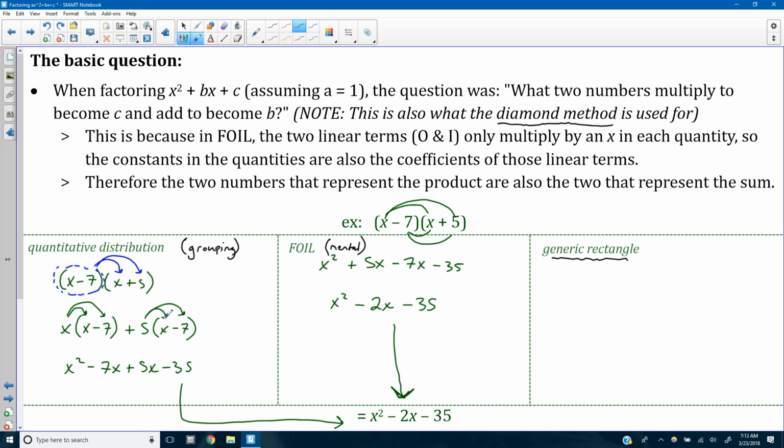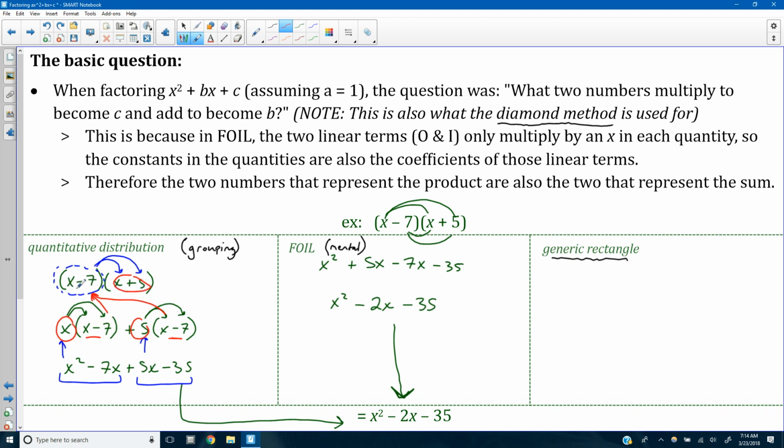Now this portion right here, I want you to take note of right now, because otherwise it'll be confusing when I talk about factoring by grouping. These two right here had a common factor of x. These two right here had a common factor of 5. This x minus 7 was identical in both of these, and I factor out the x minus 7 to leave me with x plus 5.